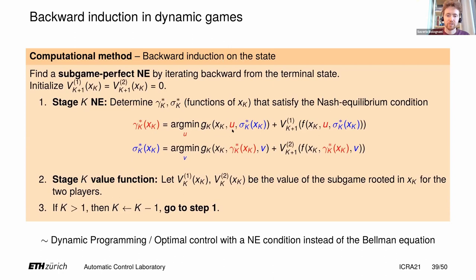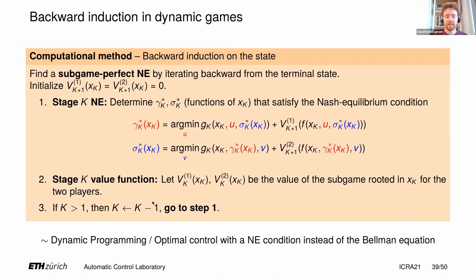Notice that the decision, both player 1's decision and player 2's decision, enters in two places: both in the stage cost, but also in the future cost given through the update equation for the state. And now once you do that, imagine you can solve this one. Then you have the two values now for capital K and not K plus 1 anymore. These are the values of the subgames rooted in xk. And then if the tree is still not a one-stage game, you prune the last stage and you go back to step 1 and you continue.